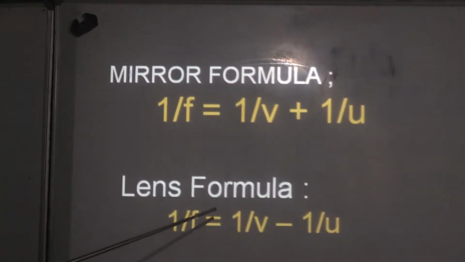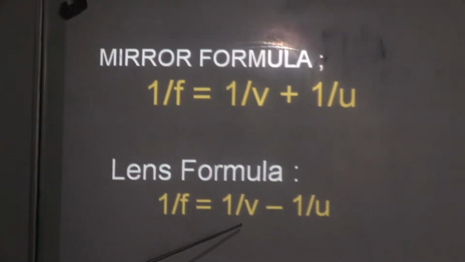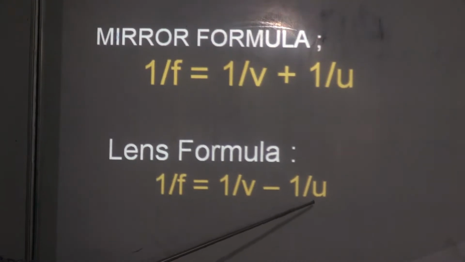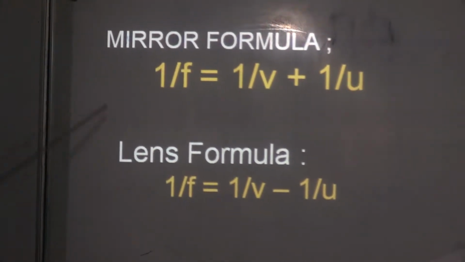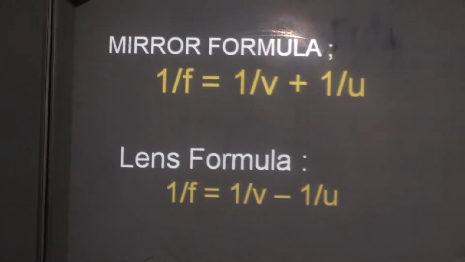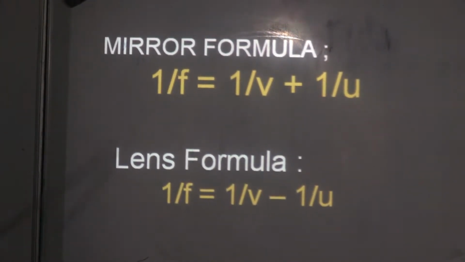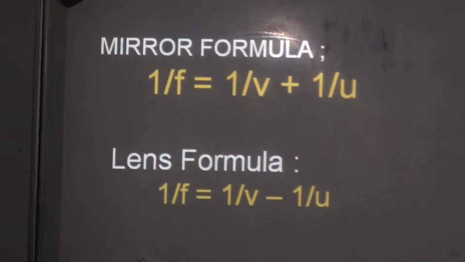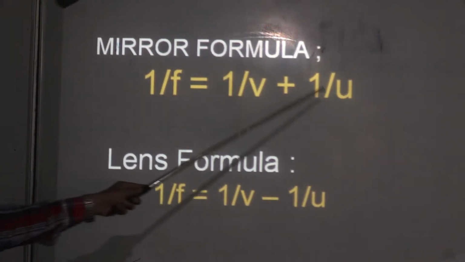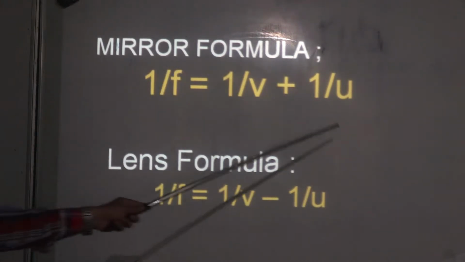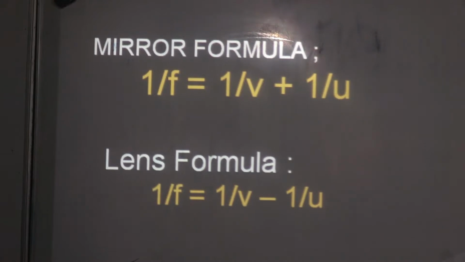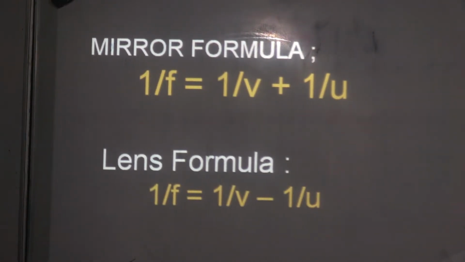In the same way, the lens formula: 1 by F is equal to 1 by V minus 1 by U. F is the focal length, V is the image distance, U is the object distance. This is the mirror or lens formula. But one thing you have to understand is, you should not use these formulas directly. If F and V are given, you can find U. Or if F and U are given, you can find V. Or if V and U are given, you can find F. Some numerical problems will be asked in the examination.